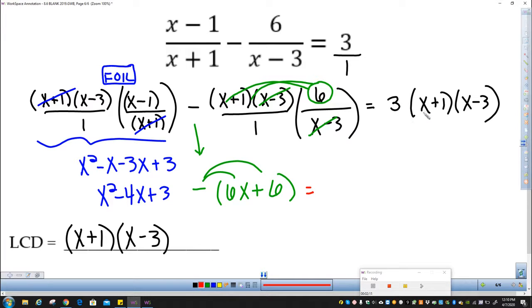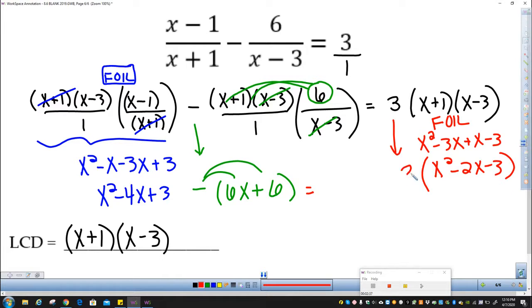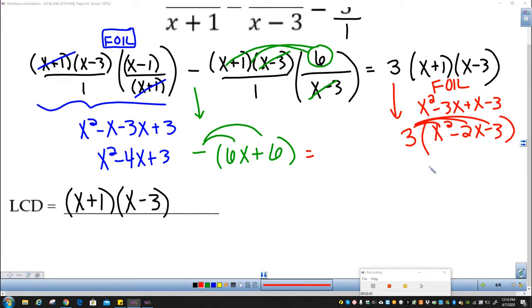All right, now on the other side, we're going to FOIL the x plus 1 times x minus 3. We're going to take that result and multiply each part by the 3 that's in front. So for the initial FOIL, we have x squared minus 3x plus 1x minus 3. So that's x squared minus 2x minus 3. We're going to put that in parentheses, and the other 3 that was out in the very front is now going to distribute to all 3 parts. Okay, so that's going to end up being 3x squared minus 6x minus 9.